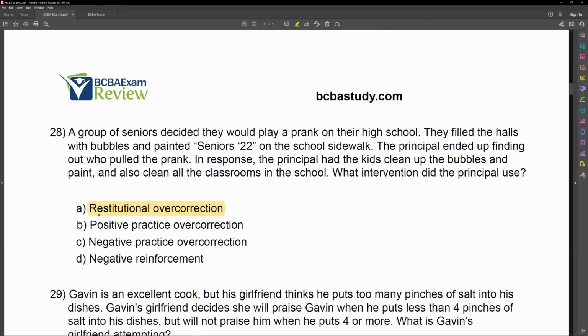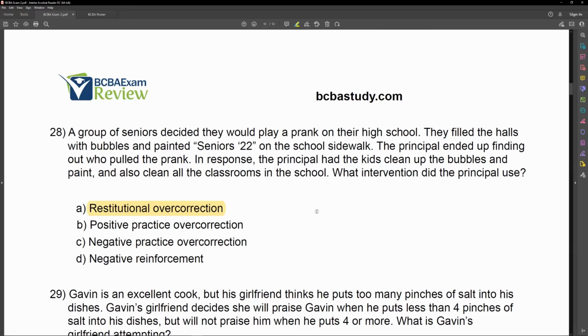Let's read the rest. Positive practice and negative practice. What is positive practice overcorrection? Positive practice overcorrection is engaging in the correct behavior over and over again. Negative practice overcorrection is engaging in the incorrect behavior over and over again. These kids are not doing that. They're not making them fill the halls with bubbles and paint over and over again, right? They're simply making them restore the environment, okay?